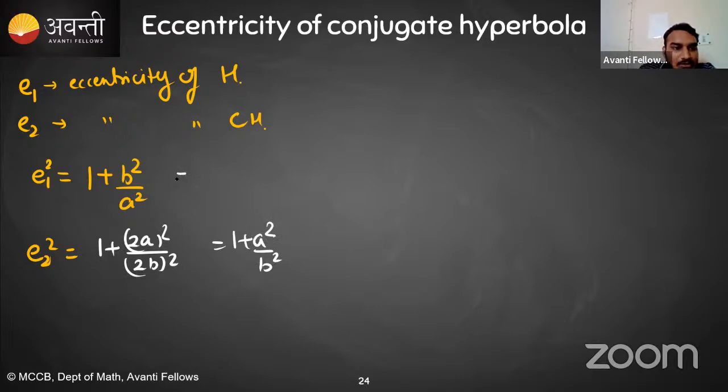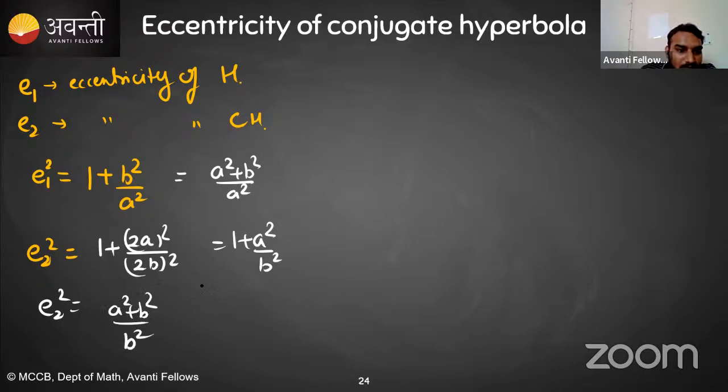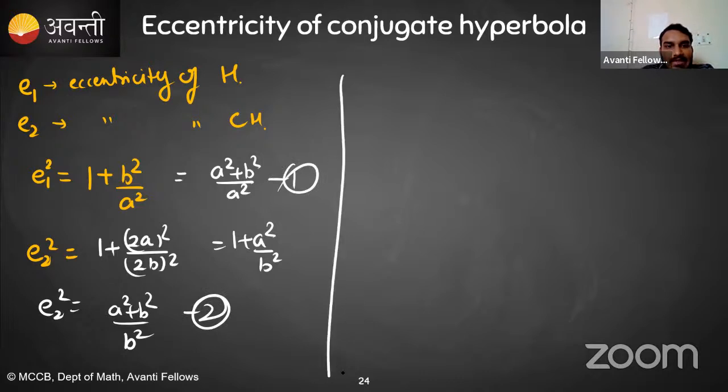Okay, if it is clear, so you can say that e1 square is (a square plus b square) divided by a square, and e2 square is (a square plus b square) divided by b square. Is this clear? Let's call this equation 1 and this equation 2. Is this clear?